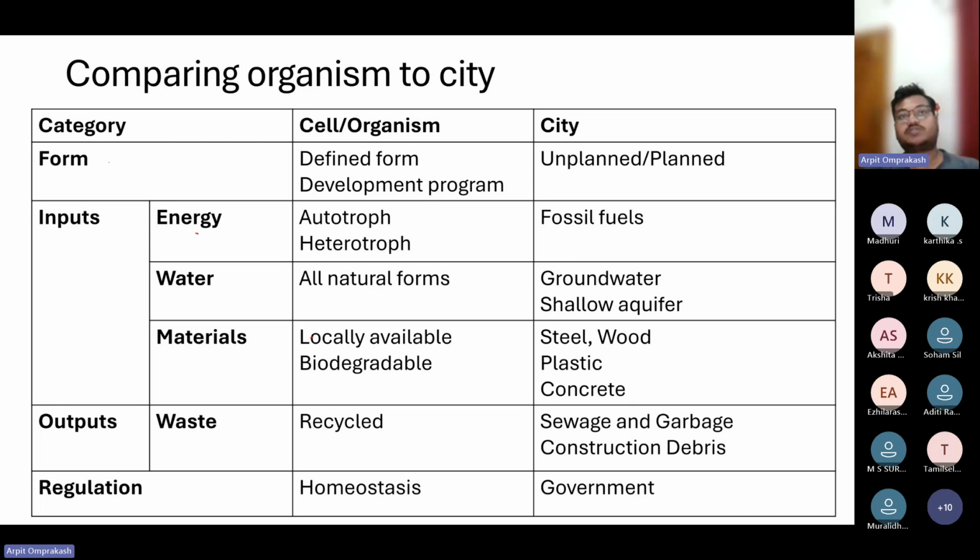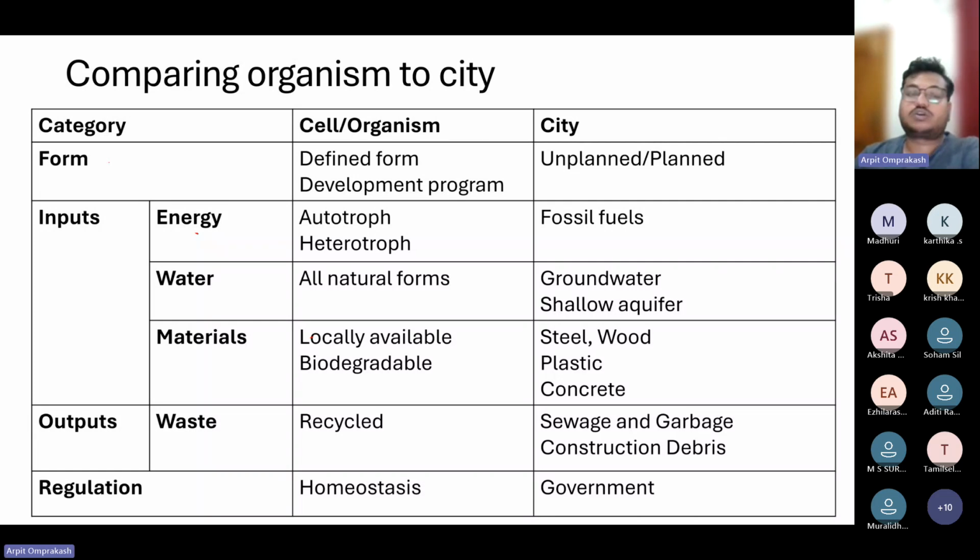So, for example, sewage and garbage such as plastic and all. And also, since urban areas have a lot of construction activity going on, construction debris is also produced because of that.